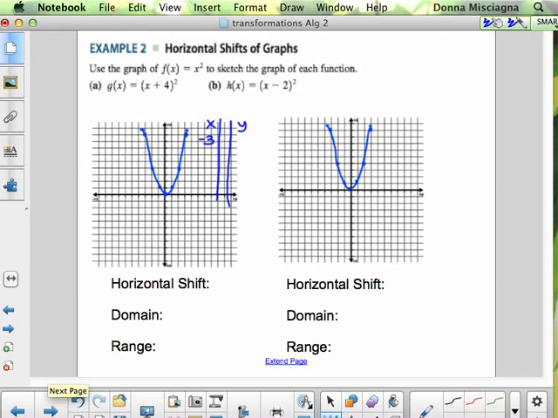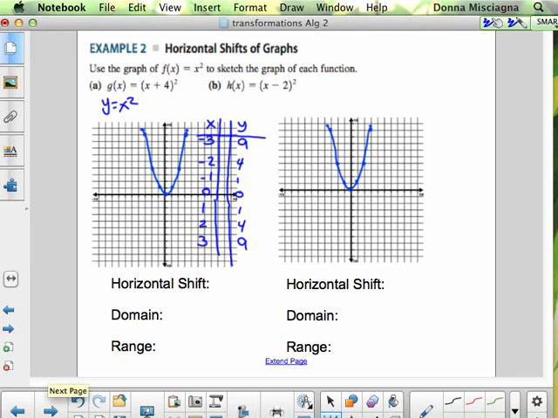All right, so the parent graph is y equals x squared. Negative 3 squared is 9. Negative 2 squared is 4. Negative 1 squared is 1. 0 squared is 0. 1 squared is 1. 2 squared is 4. And 3 squared is 9. Let's see if I can extend these lines because I didn't make it big enough. All right.